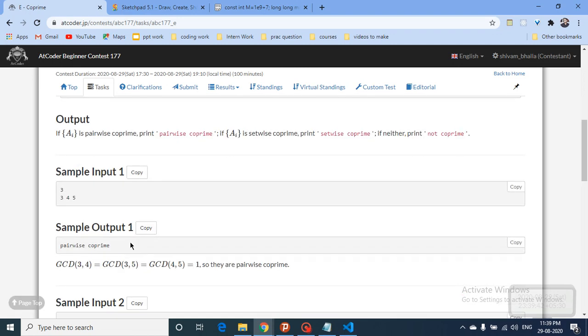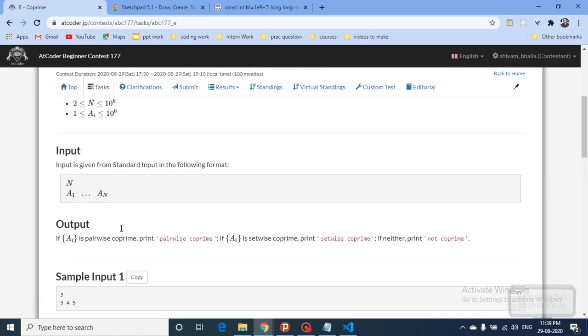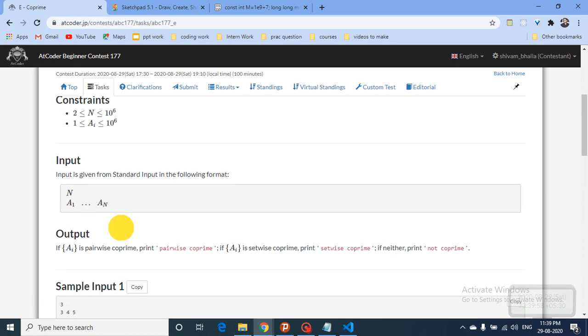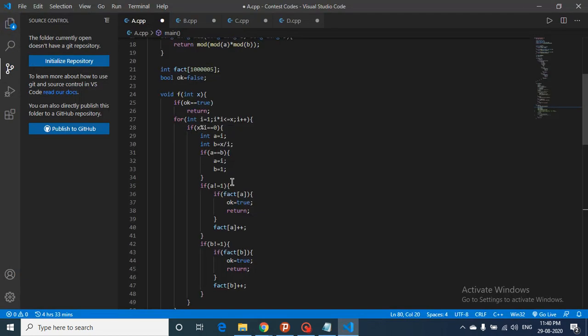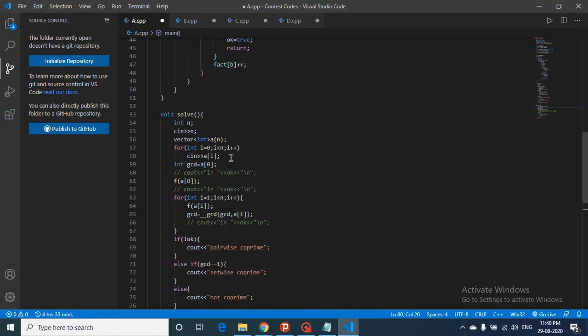Just make an array of 10 to the power 6 and then store them. For every number store the factors, and if you see the same factor again, then okay, this number and some other number which you have found out earlier have some common factors, and then they are not actually pairwise coprime. And if they are not pairwise coprime and not setwise coprime, then the answer is that they are not coprime. I hope you understand the logic part first. Now I will take it down to the code easily so you can understand the code part, because the logic is pretty simple. Take the input of n, all the numbers.